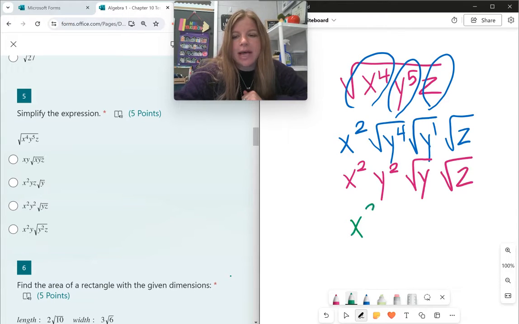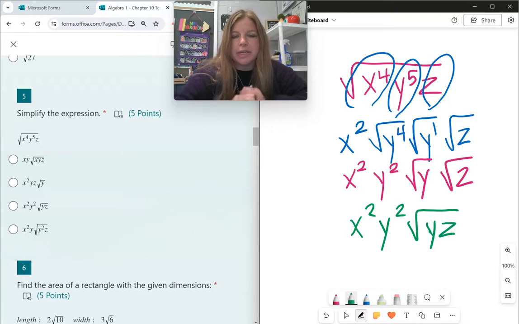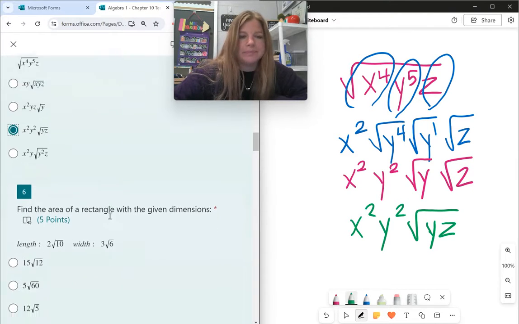Final answer: x squared, y squared, and then square root y, square root z get to share one radical. It's like they're sharing an umbrella, and that's my final answer. So x squared, y squared, square root yz.